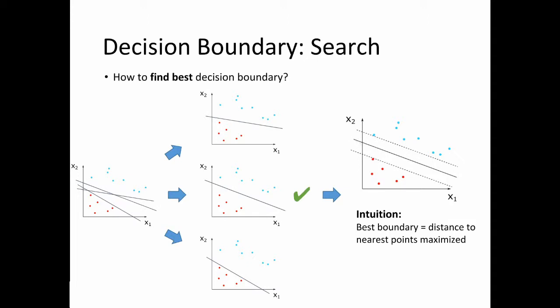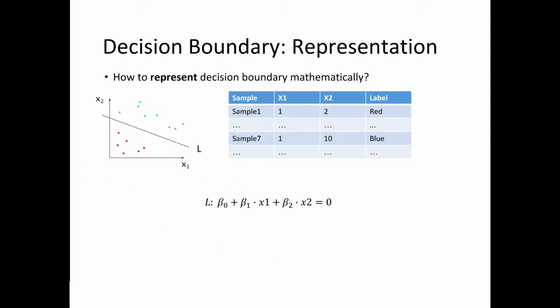Okay, so now we know intuitively where is the best decision boundary, but how do we find it? How do we find it mathematically and represent it mathematically? It turns out it's actually very simple. It's just representing a line in coordinates. So for example, if we have some samples that are red, we have some other samples that are blue, and those samples have the coordinates of x1 and x2, we can just represent this line L with beta naught plus beta 1 times x1 plus beta 2 times x2 equals 0.